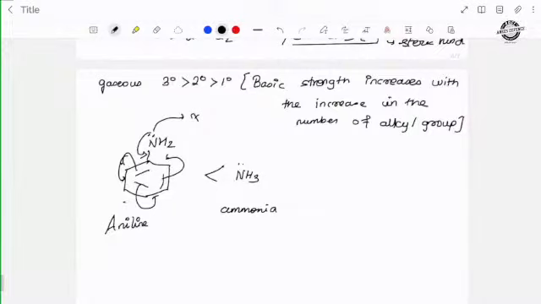Will it be 14? Because 14 stands for strong base. Weak base will acquire like 7, 8, 9, 10. That's it. 14, 13, they are stronger base. Okay, fine. Why? Because the reason is resonance effect.